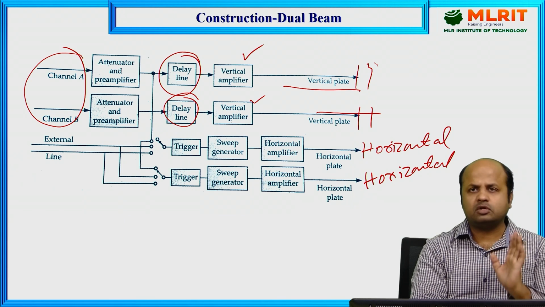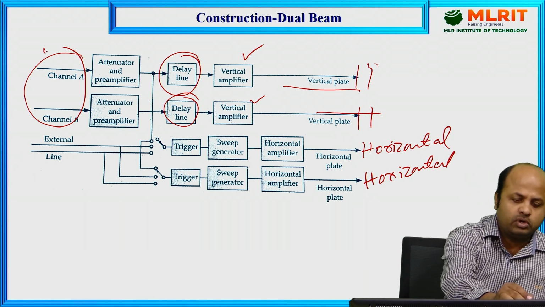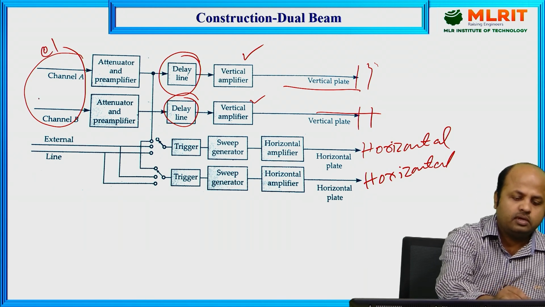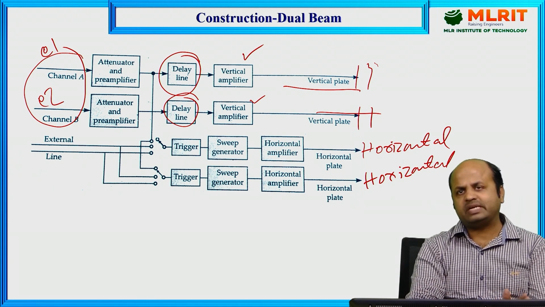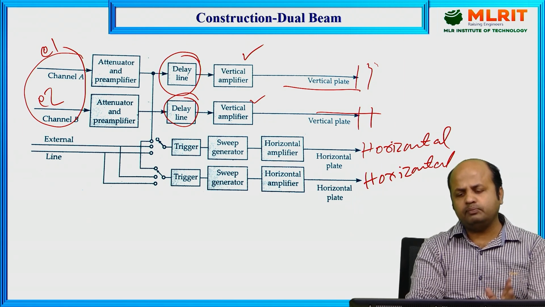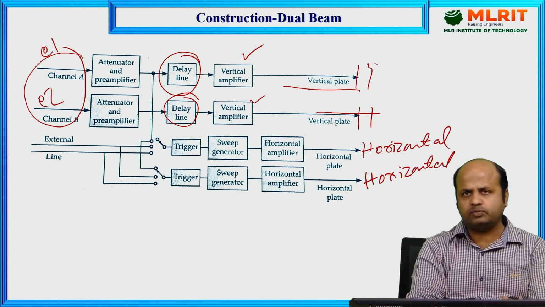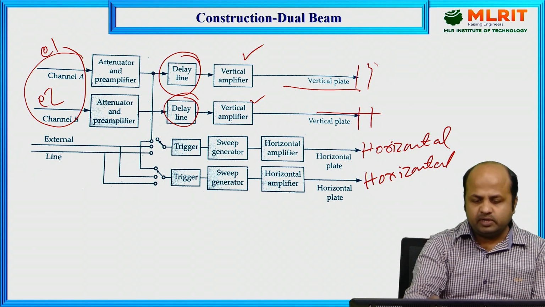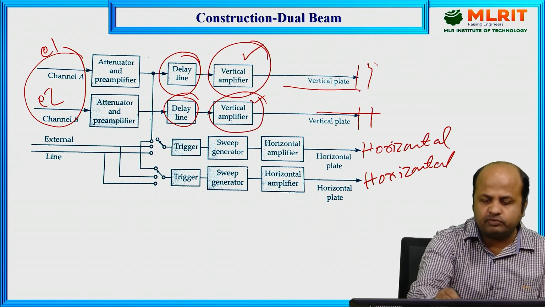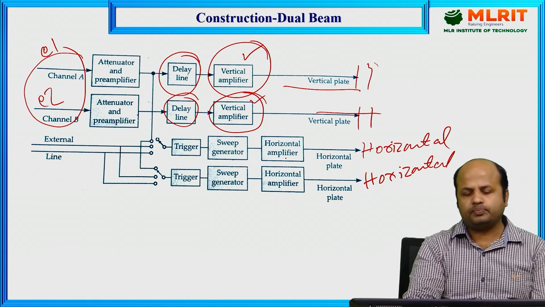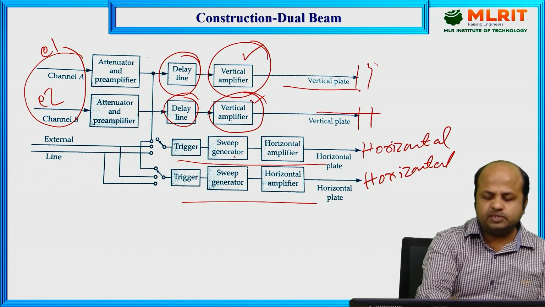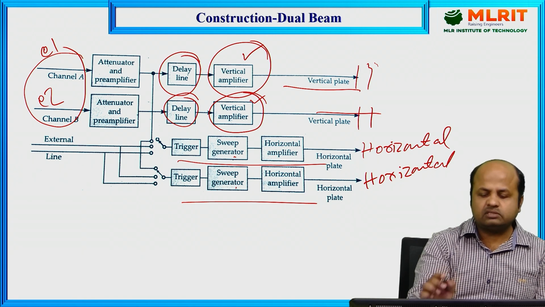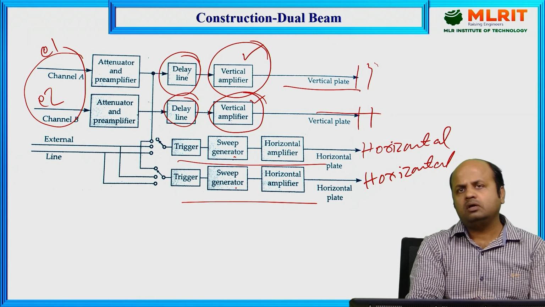So in dual beam, the concept is clear that we will have electron gun 1 and electron gun 2. Electron gun 1 will be used to display the channel A waveform. Electron gun 2 will display the channel B waveform independently. There will be no correlation or no switching between E1 and E2. Both will be deflected independently by the vertical amplifier and then to the vertical plates. And similarly, we have two different sweep generators. This sweep generator will control the channel A, and this sweep generator will control the channel B horizontal movement.